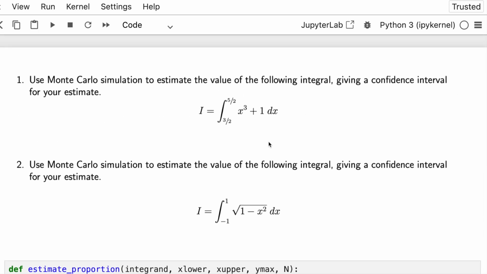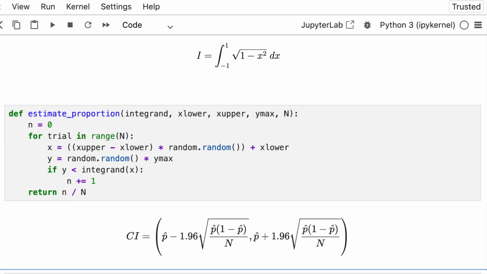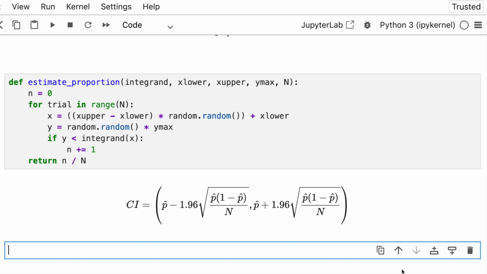The question also asks us to give a confidence interval for our estimate. From our lecture notes, we can recall that the confidence interval is given by this formula, where 1.96 indicates that this is a 95% confidence interval. If we wanted other values, for example for a 90% confidence interval, we could use 1.64. For a 99% confidence interval, we could use 2.58. These values come from the inverse CDF of the normal distribution. And so we can write this in Python.